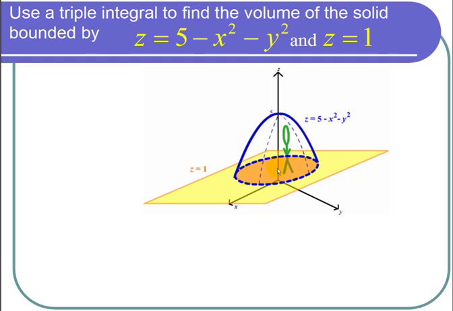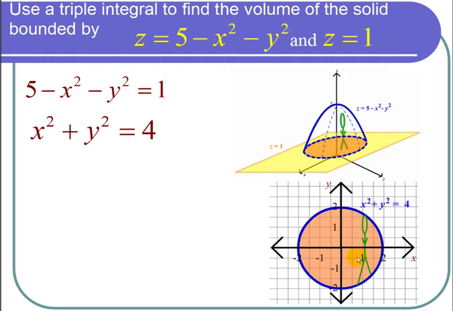For the outer limits, I look at the intersection of the paraboloid and the plane, and then take the shadow of that onto the xy plane. So to find the intersection, I set 5 minus x squared minus y squared equal to 1. And then I move things around, and I get x squared plus y squared equals 4. And that's a circle of radius 2 centered at the origin.